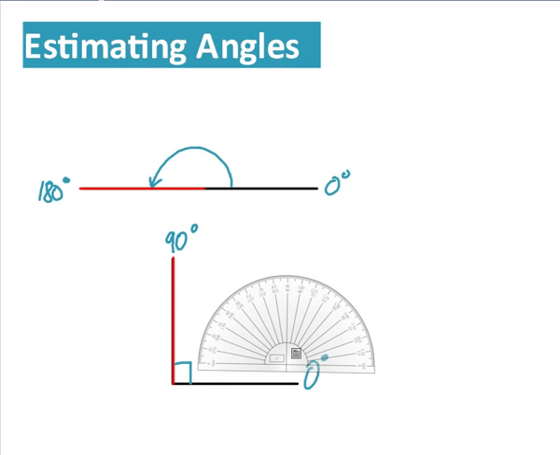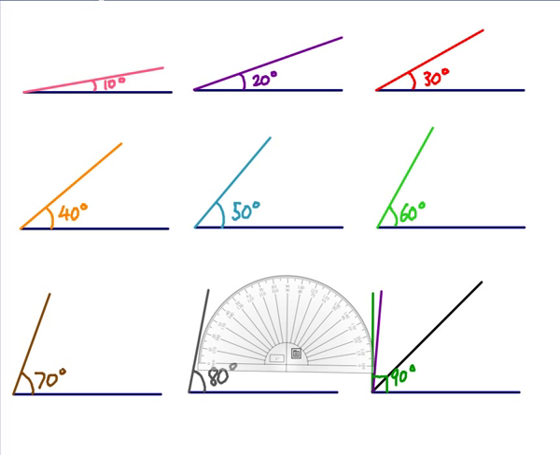In summary, if you know that this is 0 to 180, you know that this is 0 to 90, then you can hopefully estimate angles anywhere between 0 and 90, roughly to the nearest 5 or 10 degrees. And then from then on, you can work out obtuse angles and reflex angles.